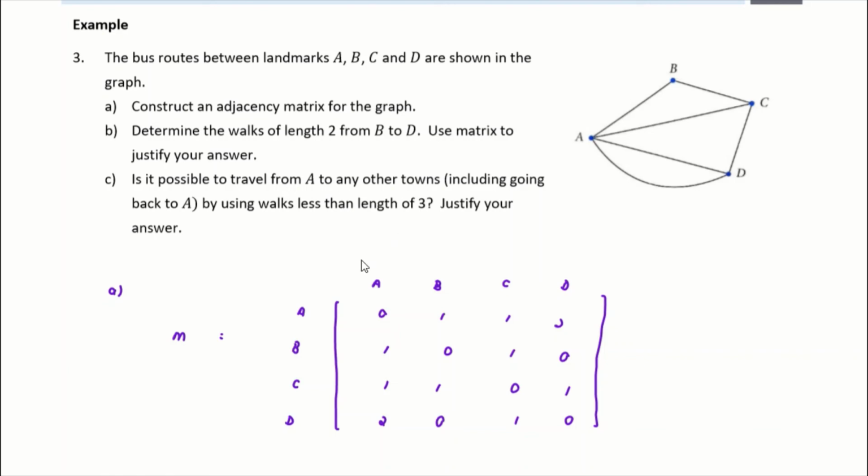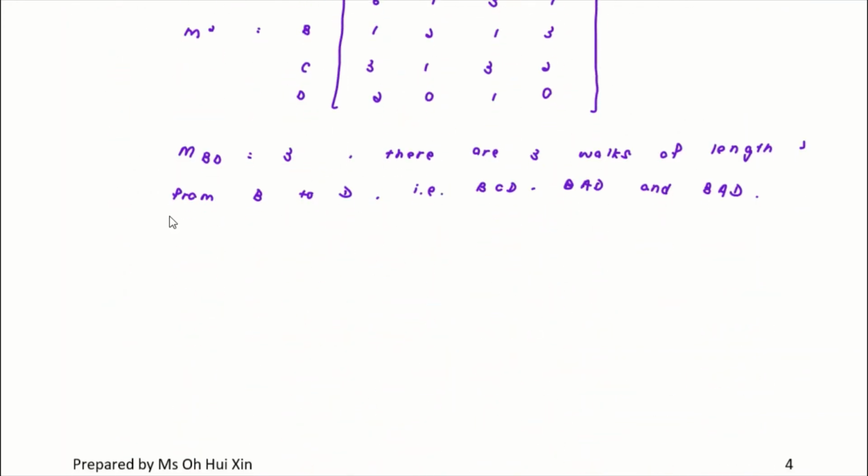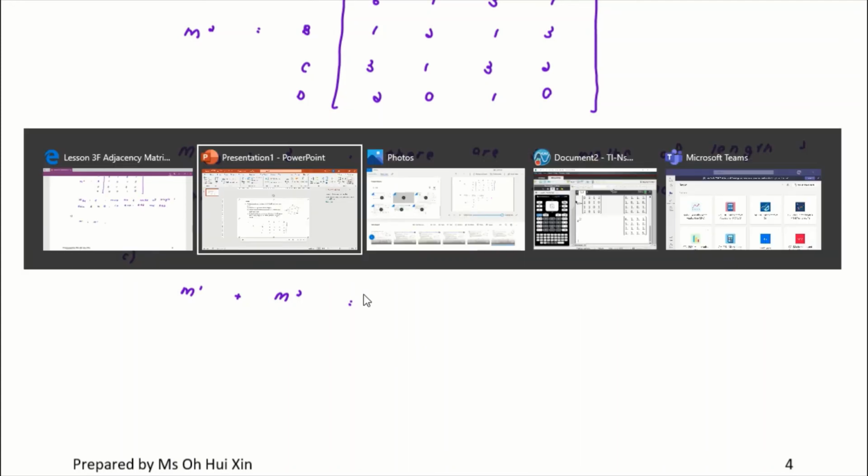Okay, so first thing that we can think about is that walks less than length of 3 means that it includes length 1 and also length 2. Am I right? So how can I get a matrix that has the information where I include both walks of length 1 and length 2? By using matrix M1 plus M2. After I get my M1 plus M2, then from the matrix I'll be able to see all the routes with walks of length less than 3. So we can use our calculator to help us do that.